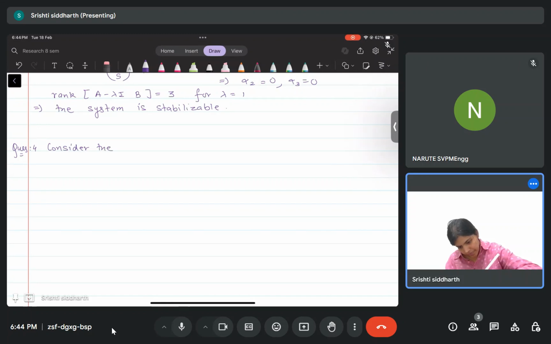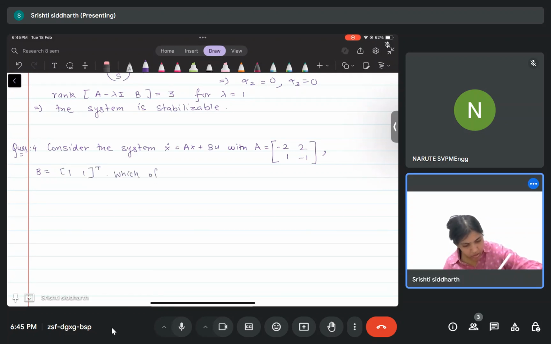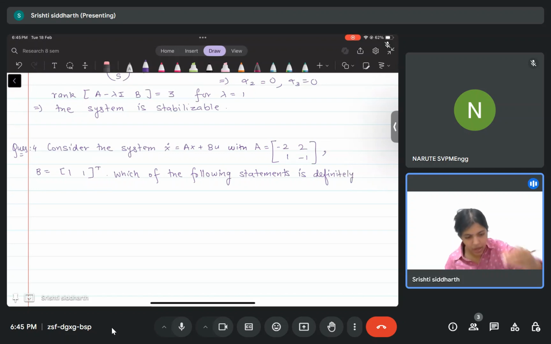So consider the system x dot equals Ax plus Bu, where you should make a system with matrix A as minus 2, 2, 1, and minus 1, B as the column vector 1, 1. And we have to determine which of the following statements is definitely true for this system. So you may have a similar question in the assignment.